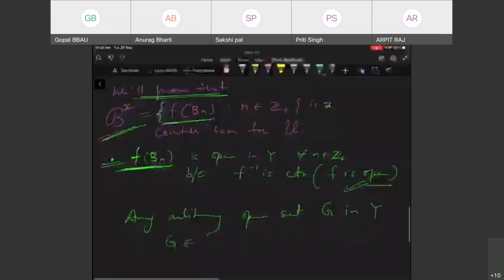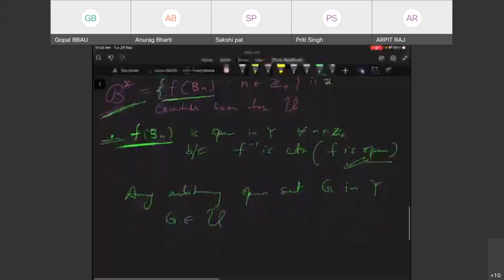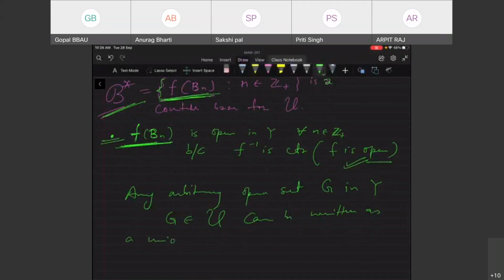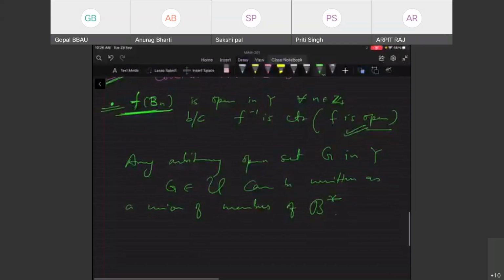can be written as a union of members of B star. Any arbitrary open set can be written as a union of members of B star. Can you see this? Can you prove this part?